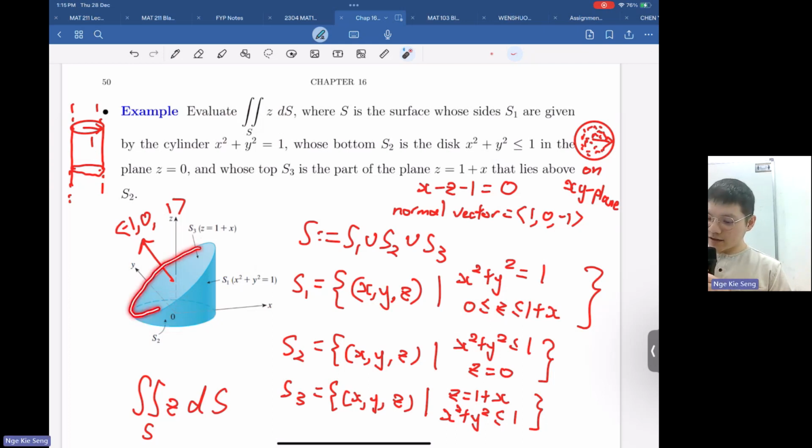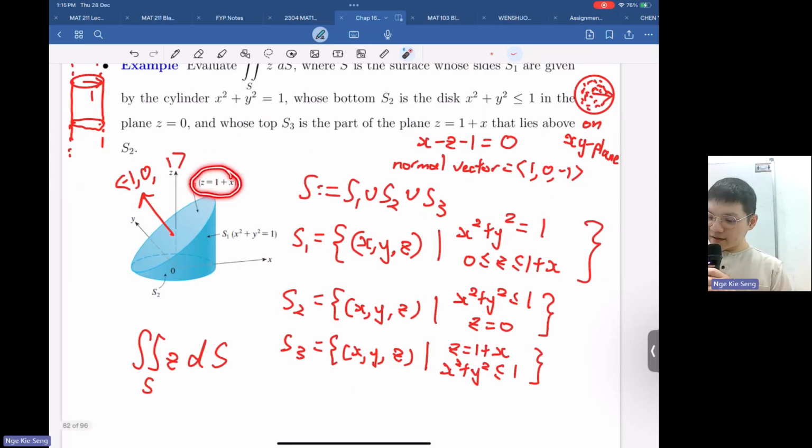Another way to think about it is if you project this slanted circle down, you will get this disk with radius 1. If you just project it down. So the plane z equals 1 plus x somehow elevates this for you. Actually, all the xy here satisfy the disk of radius 1 equation. You forget the height. Make sense?